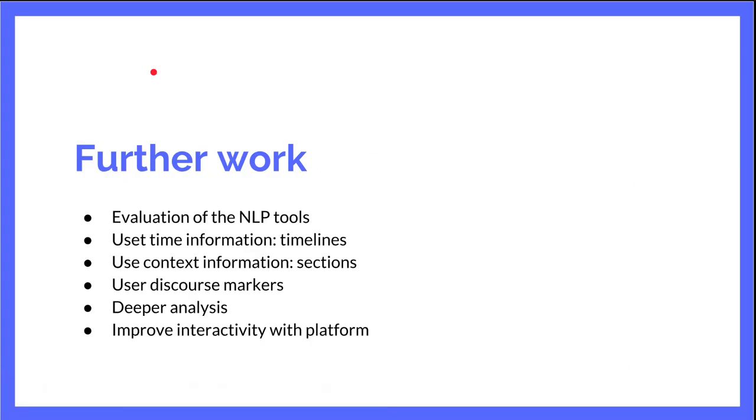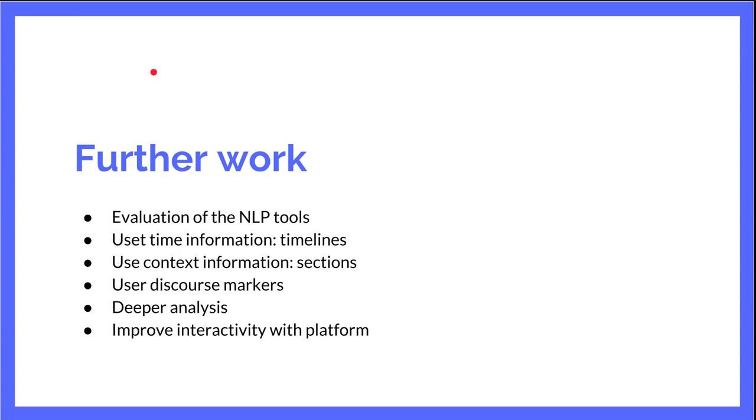Well, until now we have these networks, but we still have work to do. One thing we need to do is to evaluate the NLP tools used. We have the intuition that it's working very well, but there are some errors that the system is making, and we would like to quantify them, identify them, and if we can fix them, we are very eager to fix them. But if we cannot fix them, the quantification will be very good in order to measure the analysis we can do with the networks. We also want to use the time information in order to see how the argumentation or the mentions of the documents evolve through time.